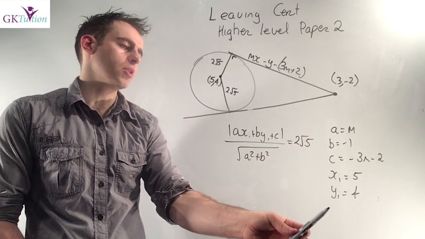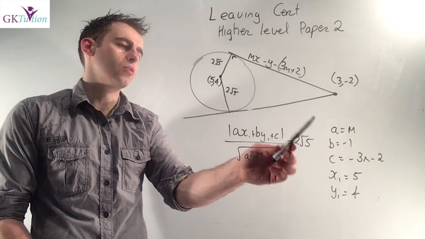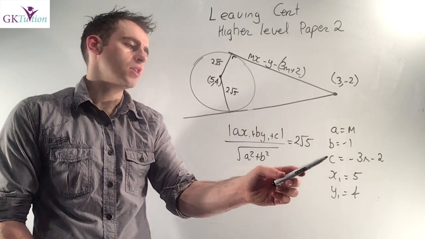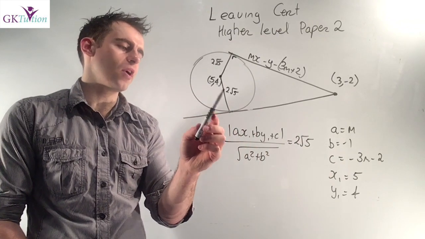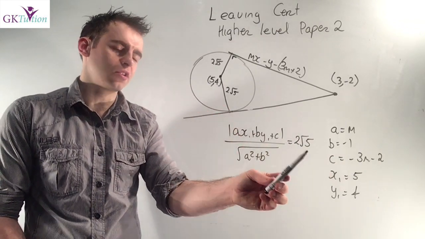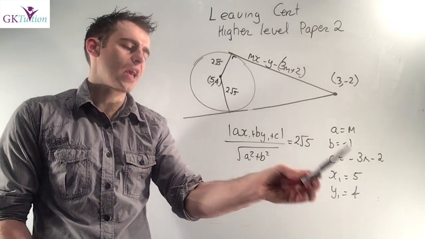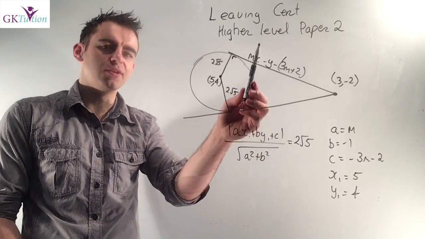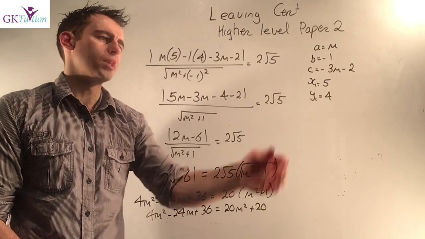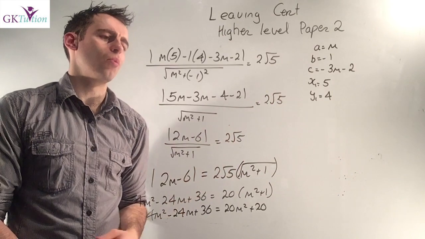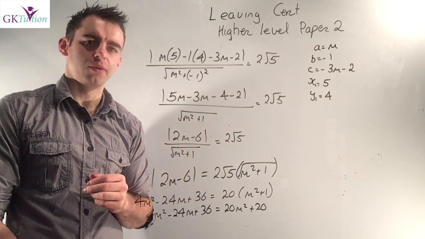So if you sub into your perpendicular distance formula, a will be the number in front of x, which is m, b is the number in front of y, which is minus 1, c is the number on its own, which is minus 3m plus 2, x1 is 5, y1 is 4, and the answer is 2 root 5. So if I just sub into this, the only thing I don't know is m, and I'll be able to get two different values for the slopes. The slope of that line and the slope of that line. So like we said, this is my a, b, c, x1 and y1. I sub into my perpendicular distance formula and I can let it equal 2 root 5.